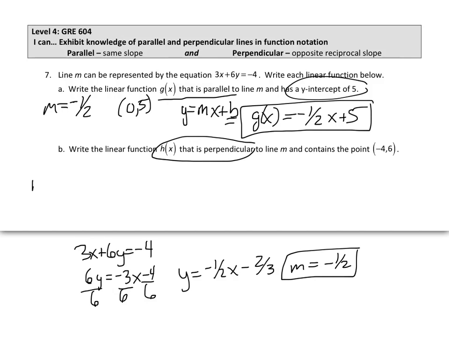So two things change. The negative turns to positive, and 1 over 2 turns to 2 over 1. So now what we do is we do y minus our other y, which is 6, equals our slope, which was 2x minus negative 4, which really means plus 4. And that's it. The only problem is our y needs to change. We need to write it as h of x.